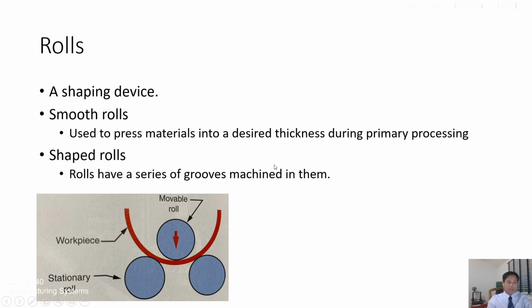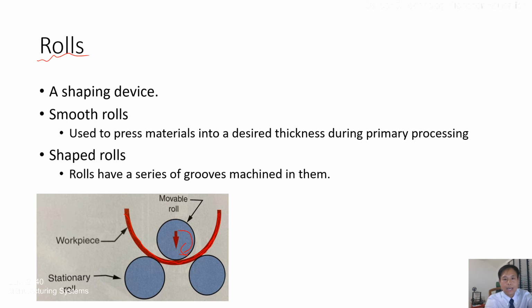And then the second type of shaping device is rolls. The rolling is very simple. By rolling a roll, and this is an object, this is rotating, and then it is pressed. The material object is pressed, and then creates a certain shape. So in most cases, the roll creates a metal sheet.